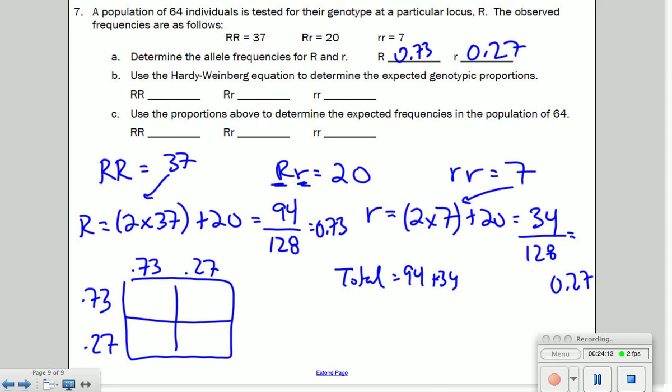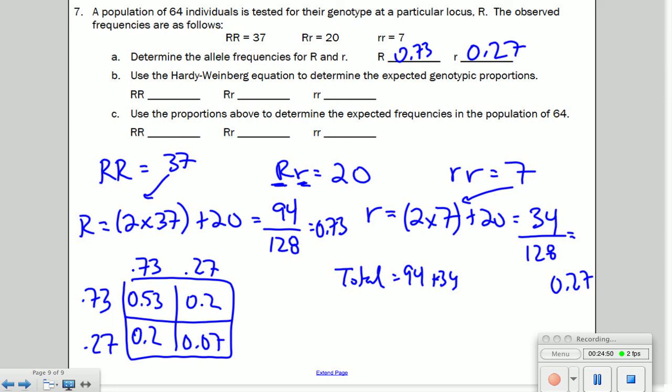So 0.73 times 0.73, we get something like 0.53. 0.73 times 0.27, I think I get like 0.2. I better check my math there. Okay, 0.1971, but I'm just going to round it to 0.2 because you'll see why in a second. And then finally, my little r, 0.27 times 0.27, I get 0.07. And when I look at my Punnett square, it equals 1, which is awesome.